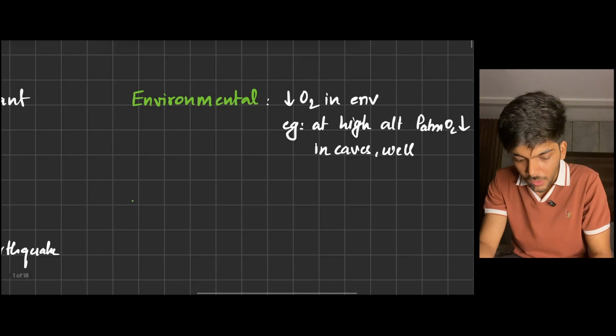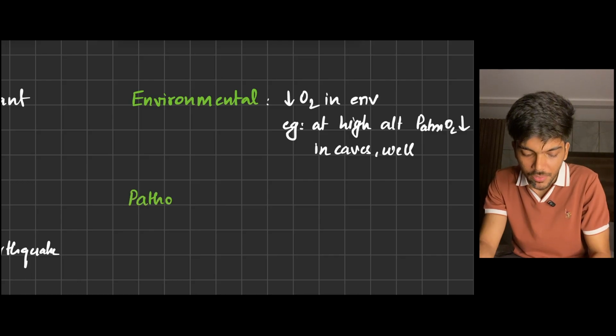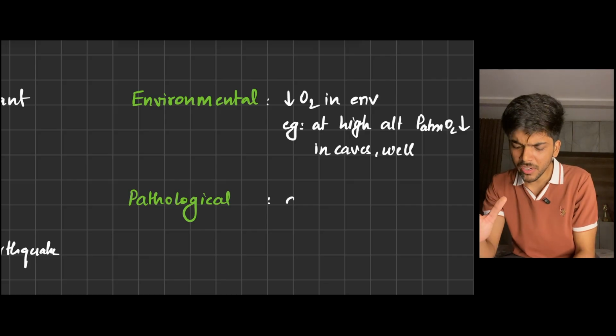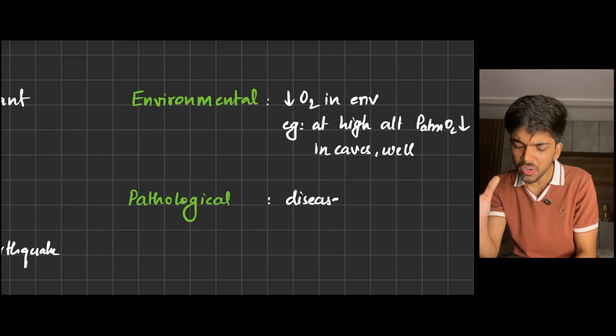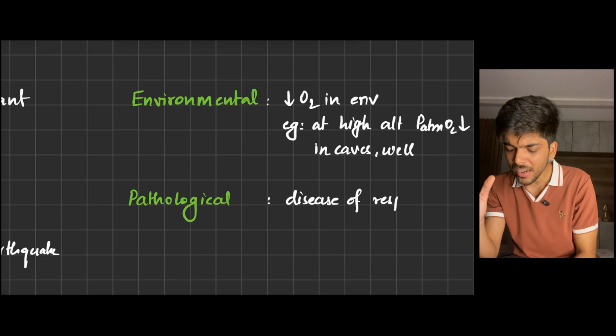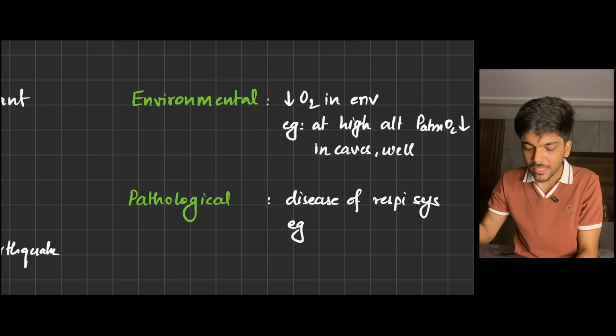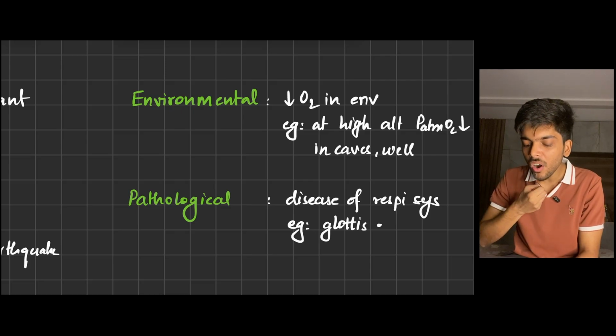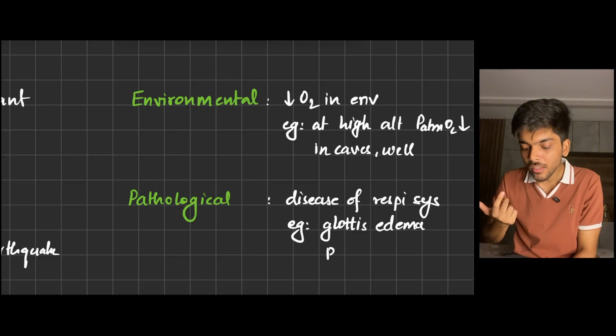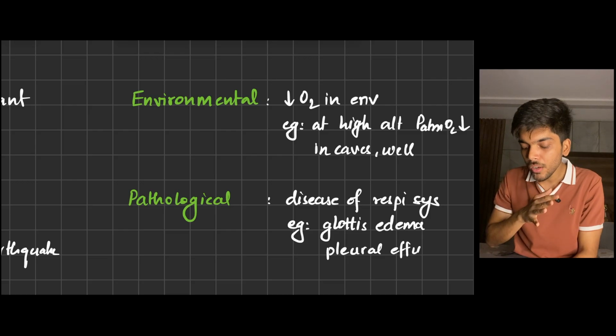Then there is pathological asphyxia. Pathological asphyxia, straight up, is due to some sort of pathology or disease of the respiratory system, either in the tract or the lung itself. For example, glottis edema. When there is edema of the glottis, there is narrowing of the glottis, and the air can't pass in.